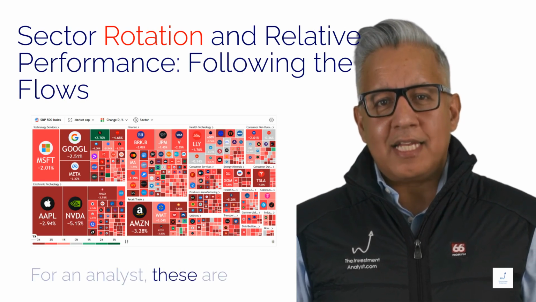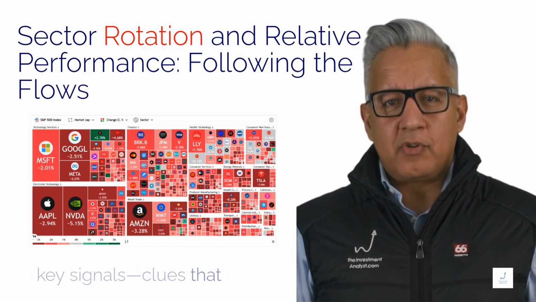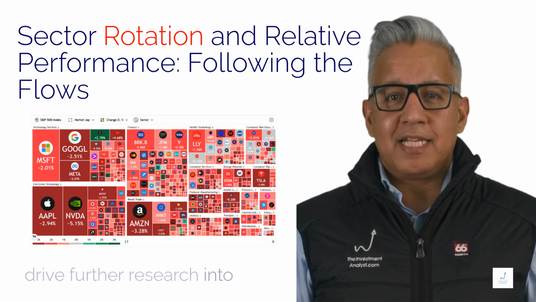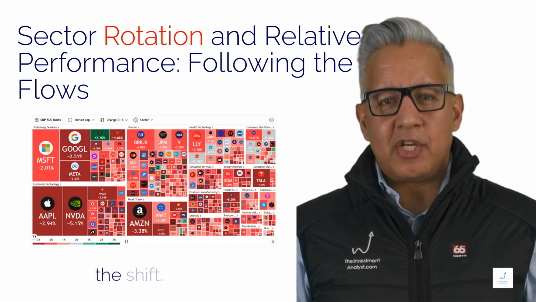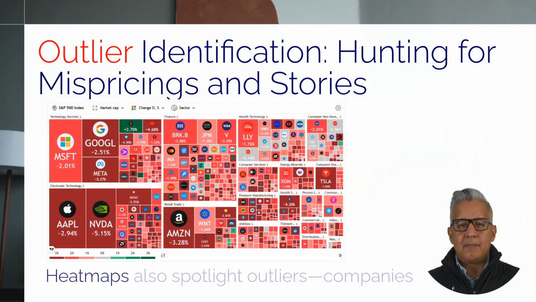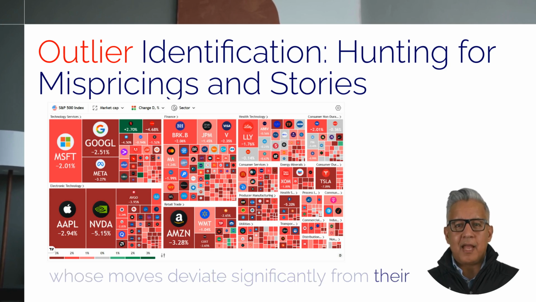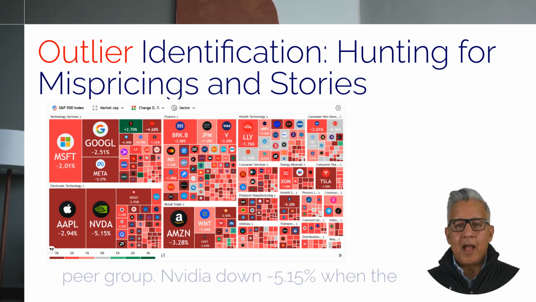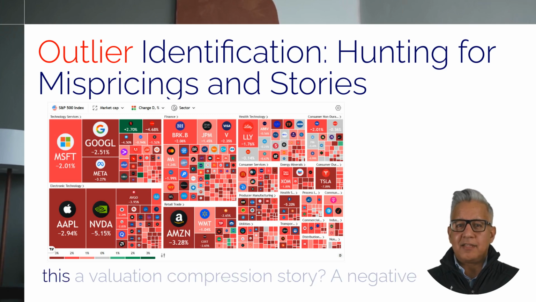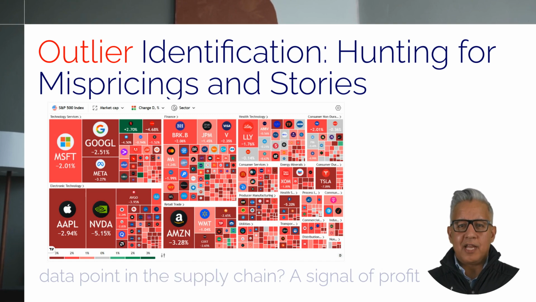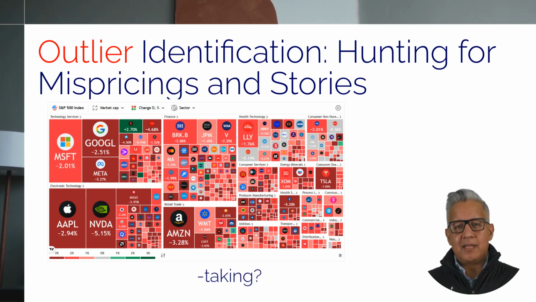For an analyst, these are key signals, clues that drive further research into sector-specific catalysts or macro overlays that explain the shift. Heatmaps also spotlight outliers, companies whose moves deviate significantly from their peer group. Nvidia down minus 5.15% when the broader market is down minus 2% is one example. Is this a valuation compression story? A negative data point in the supply chain? A signal of profit taking?